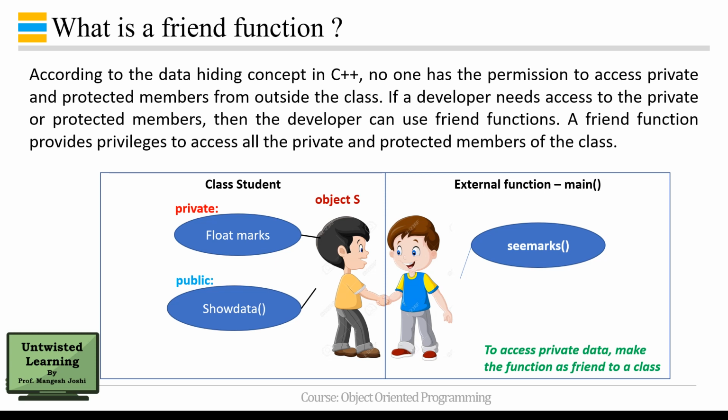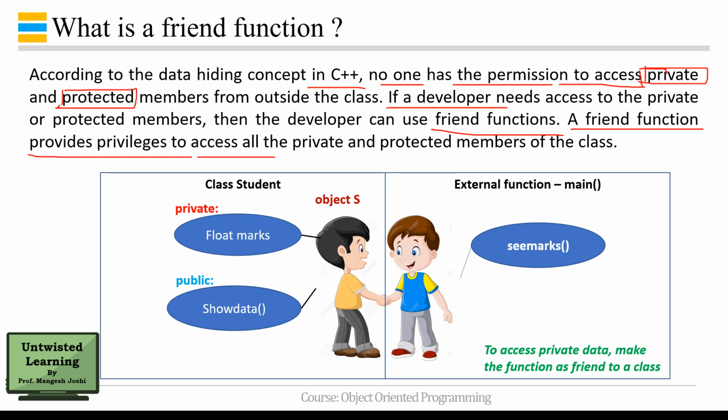So what is a friend function? According to the data hiding concepts in C++, no function has permission to access private and protected members. You know that we declare the variables as private or protected to hide them from the external world, right? So if a developer needs access to the private or protected members, then the developer can use the friend function. The friend function provides privileges to access all the private and protected members of the class.